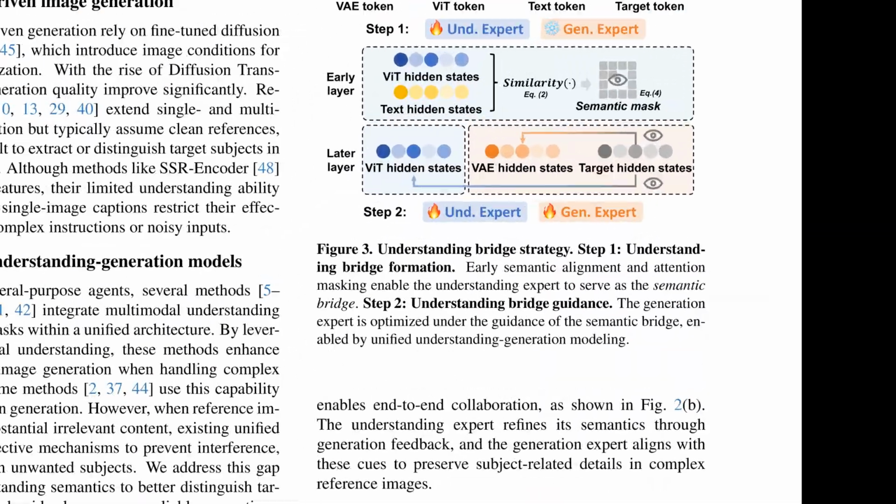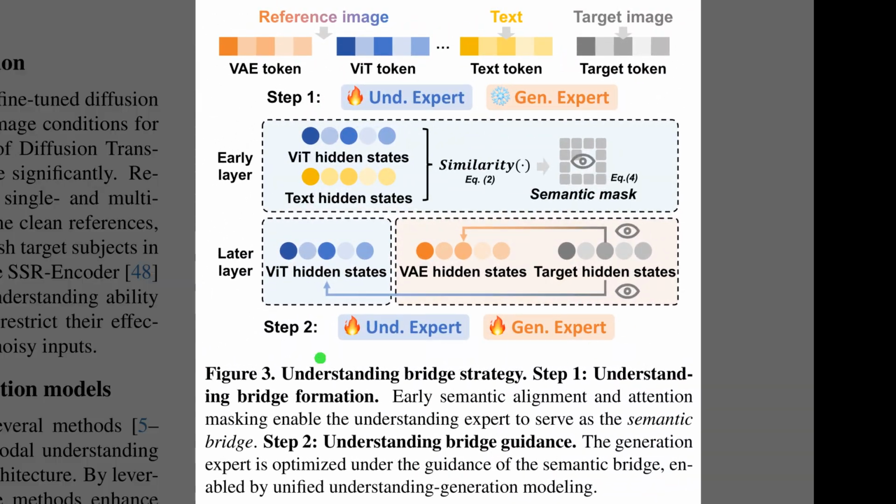Figure 3 explains how the model actually builds the understanding bridge between comprehension and generation. The top panel shows step 1, where the understanding expert compares early visual and text hidden states, meaning internal feature vectors, to create a semantic mask that highlights only tokens relevant to the requested subject. This mask then steers attention so irrelevant regions stay quiet. The bottom panel illustrates step 2, where the generation expert learns to match its own hidden states to the masked guidance, so the final target image keeps the right subject without extra distractions.